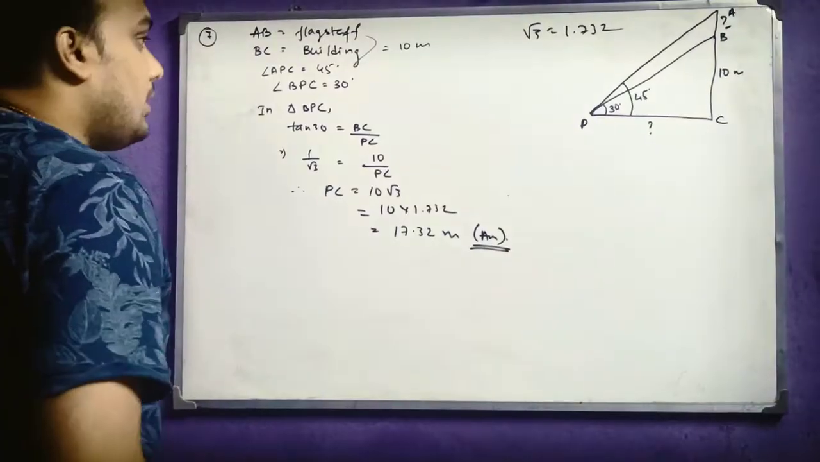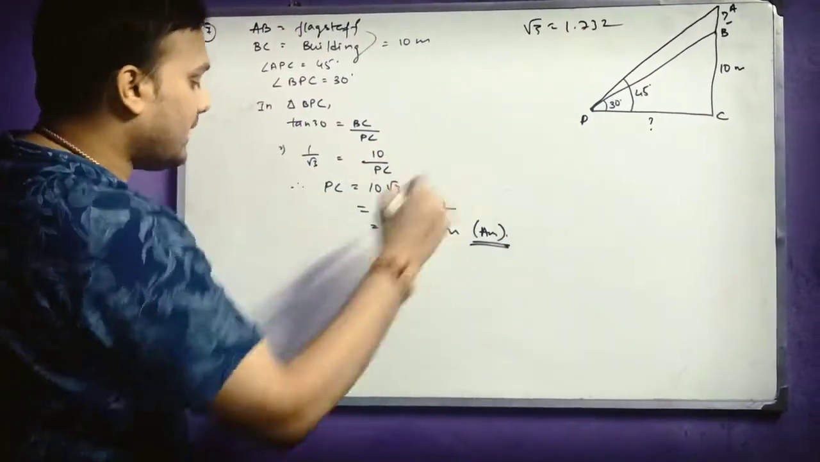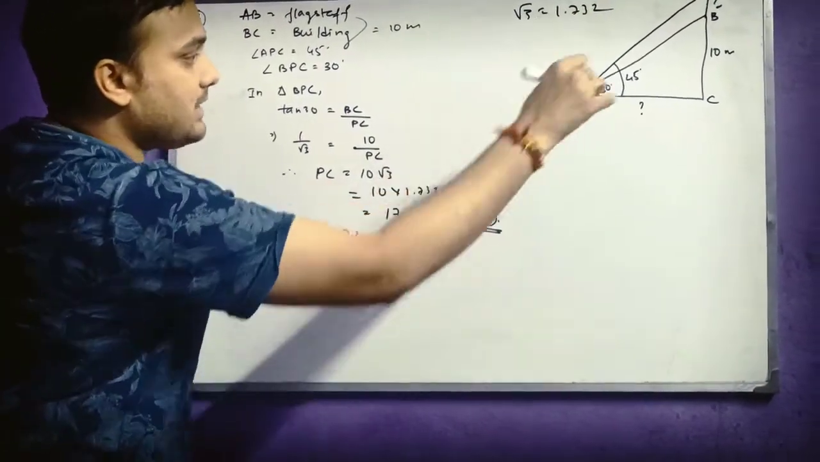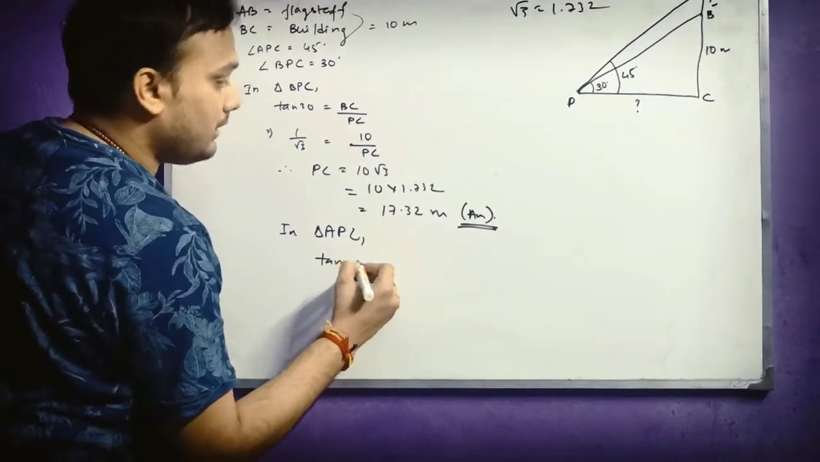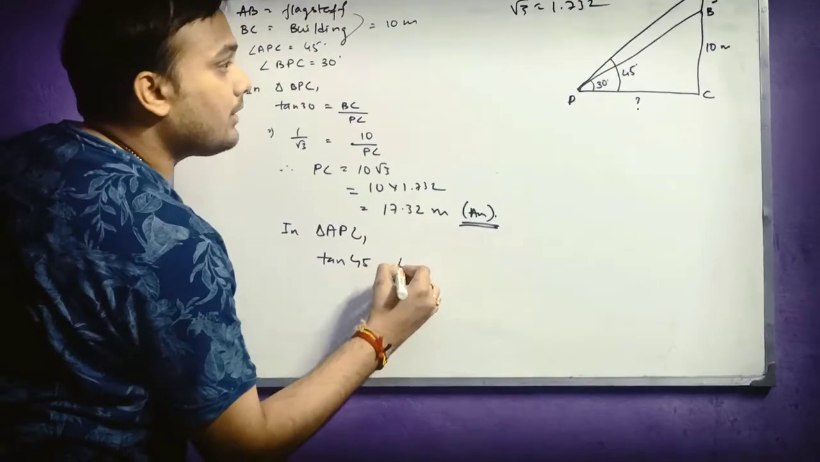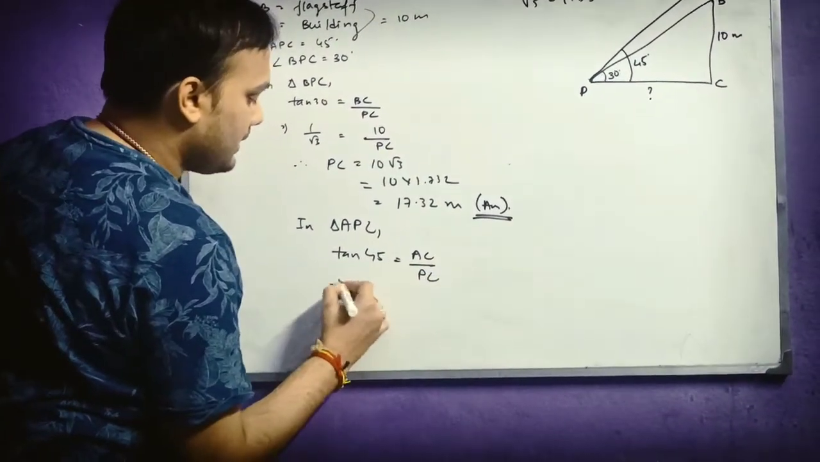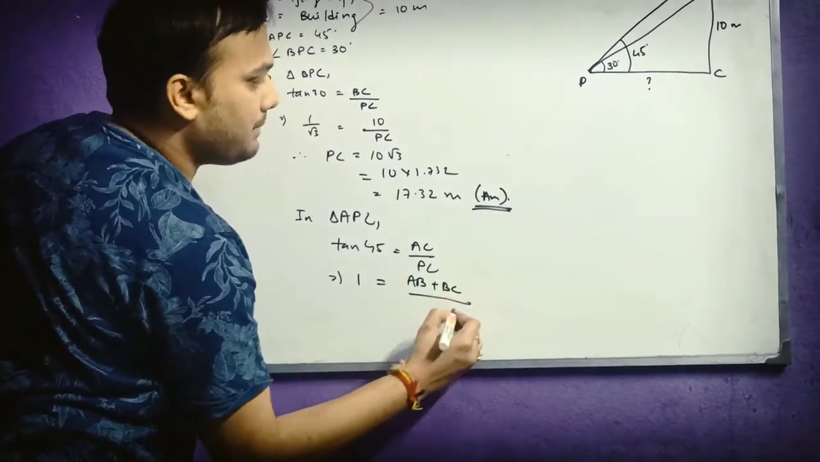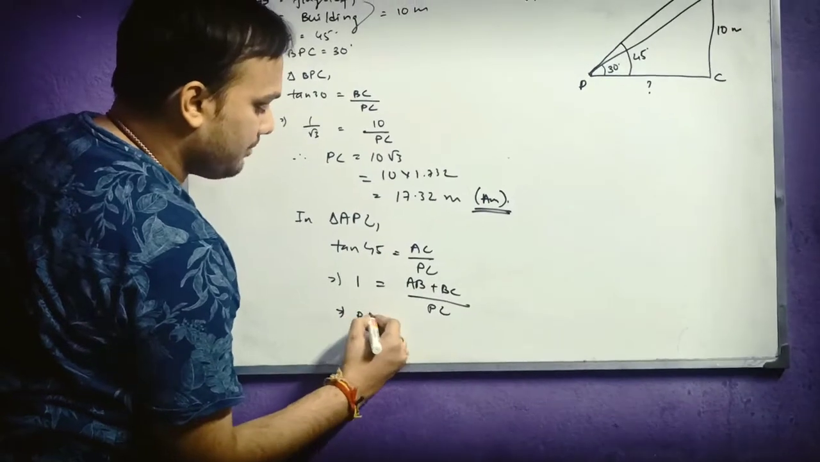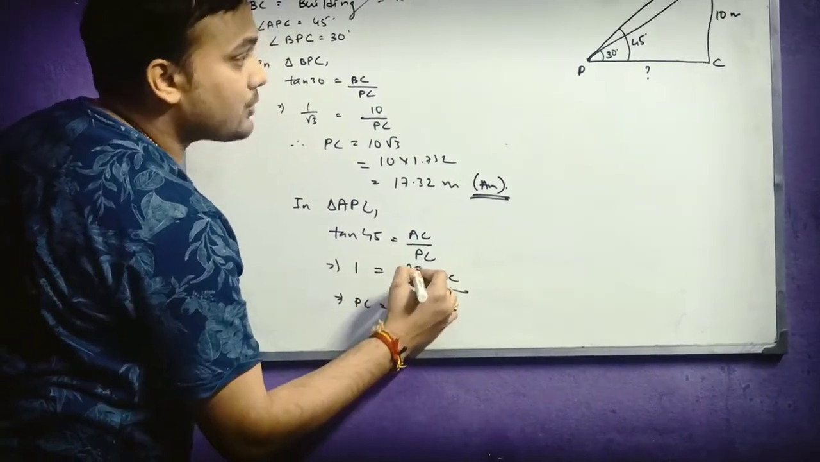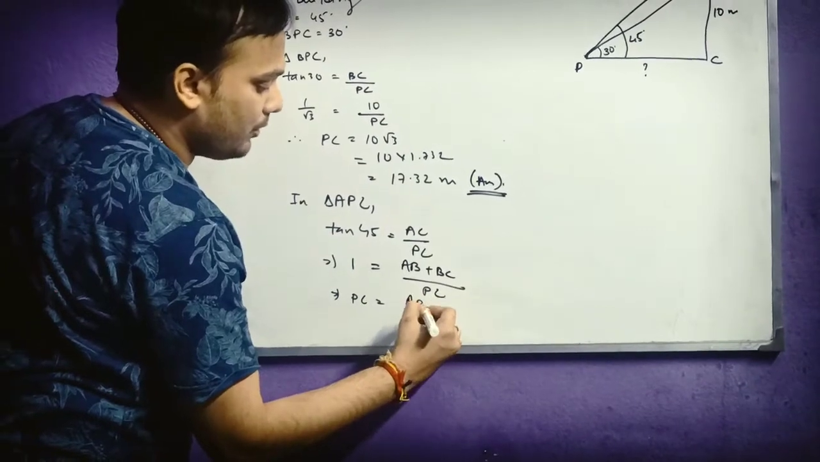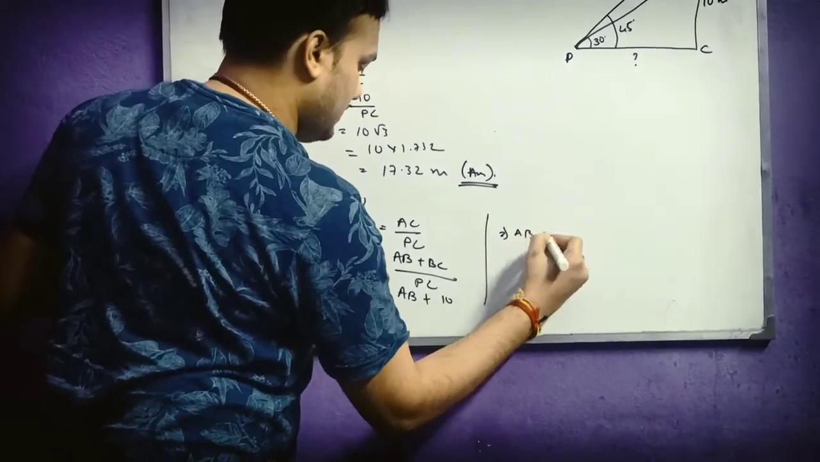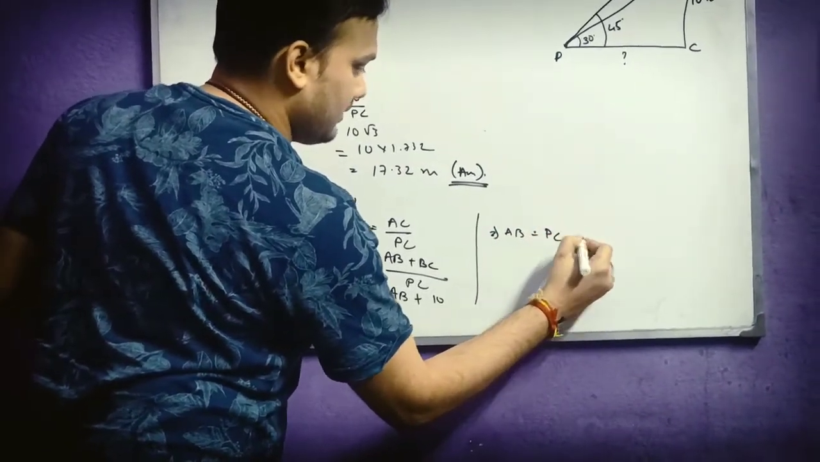Now you have to find AB. For that we take the bigger triangle, triangle APC. In triangle APC we have angle APC 45 degrees. So again we take tan. Tan 45 degrees equals AC by PC. Tan 45 is 1. AC can be written as AB plus BC, over PC. This gives PC equals PC into 1. We don't know AB, we have to find AB. BC is 10 here. So we get AB equals PC minus 10. So what is PC?